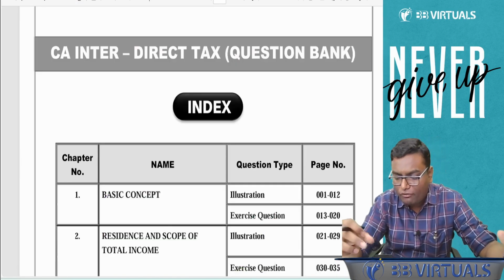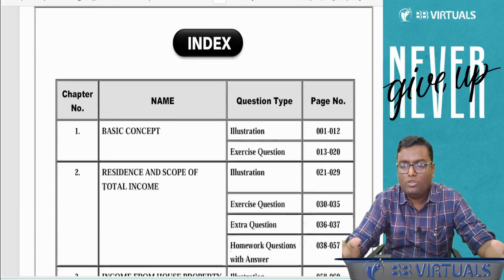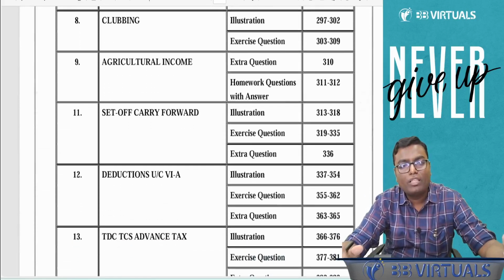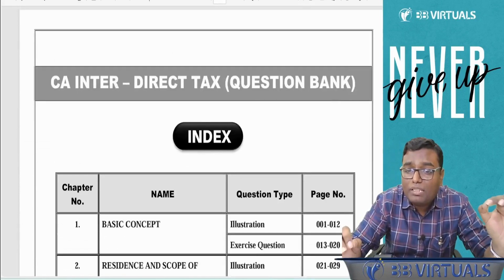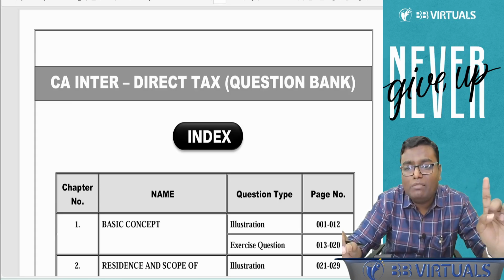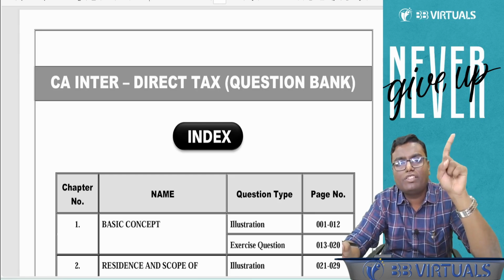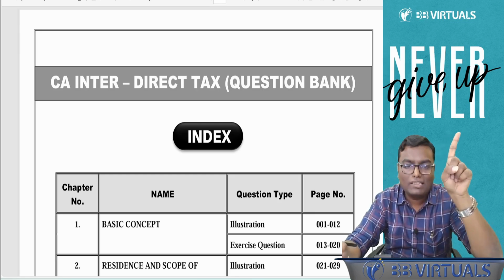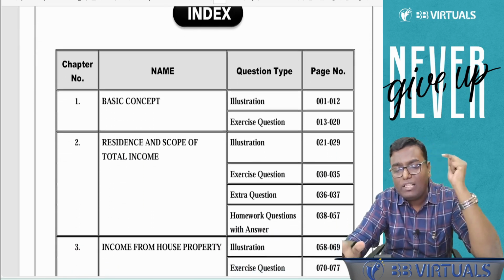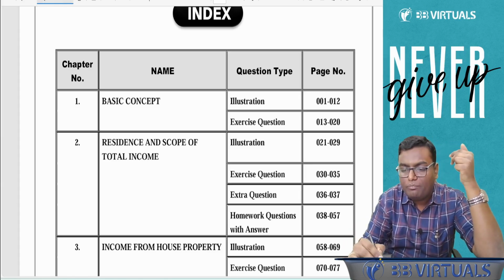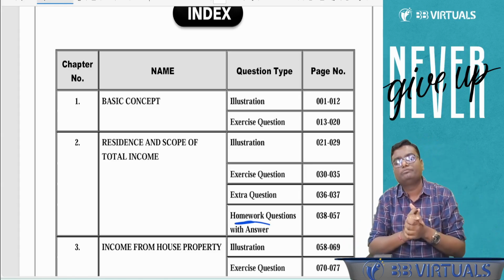This is approximately 400 pages, in which, for each and every chapter, I have given you a variety of questions, which contains 100% question answers of ICAI study material. That is the first priority. 100% ICAI study material question answers will be covered in these lectures. After that, some difficult extra questions I have given. I have also given self revision and homework questions.